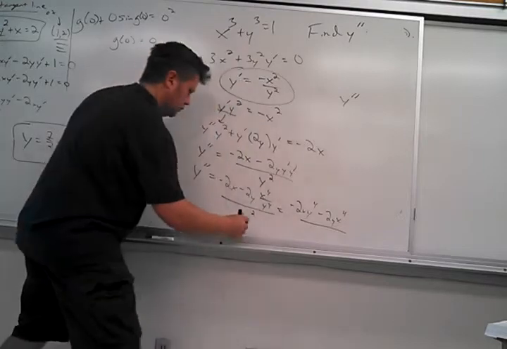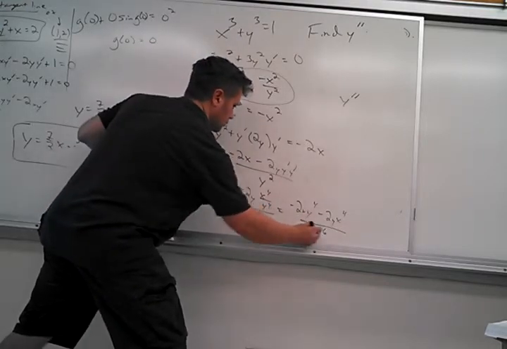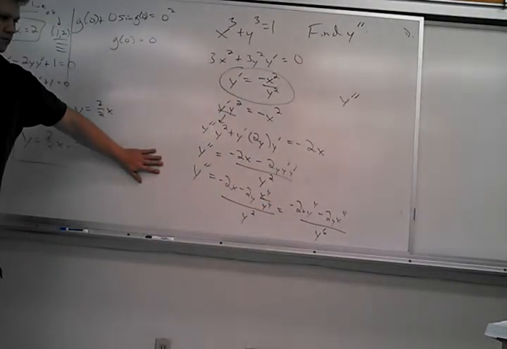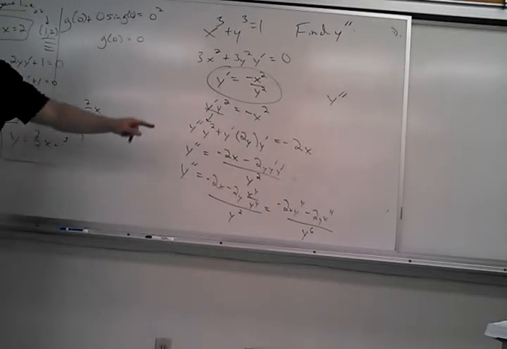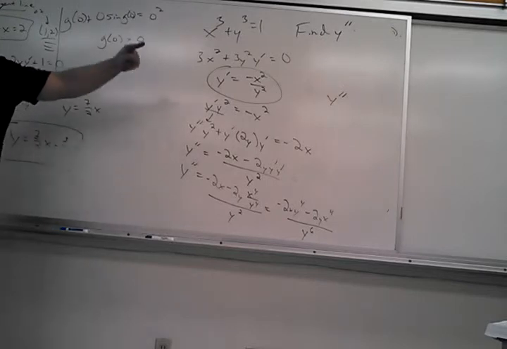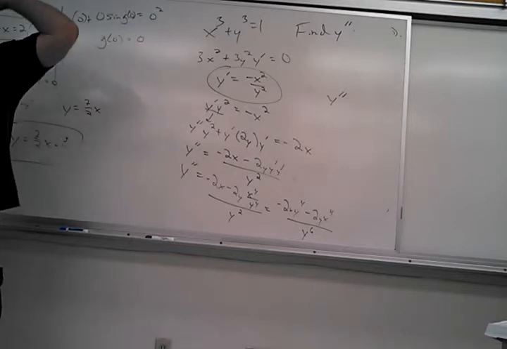It's actually a good one for symmetry. Multiply top and bottom by y to the fourth. So you get negative 2x y to the fourth minus 2y x to the fourth over y to the sixth. It's kind of nice.